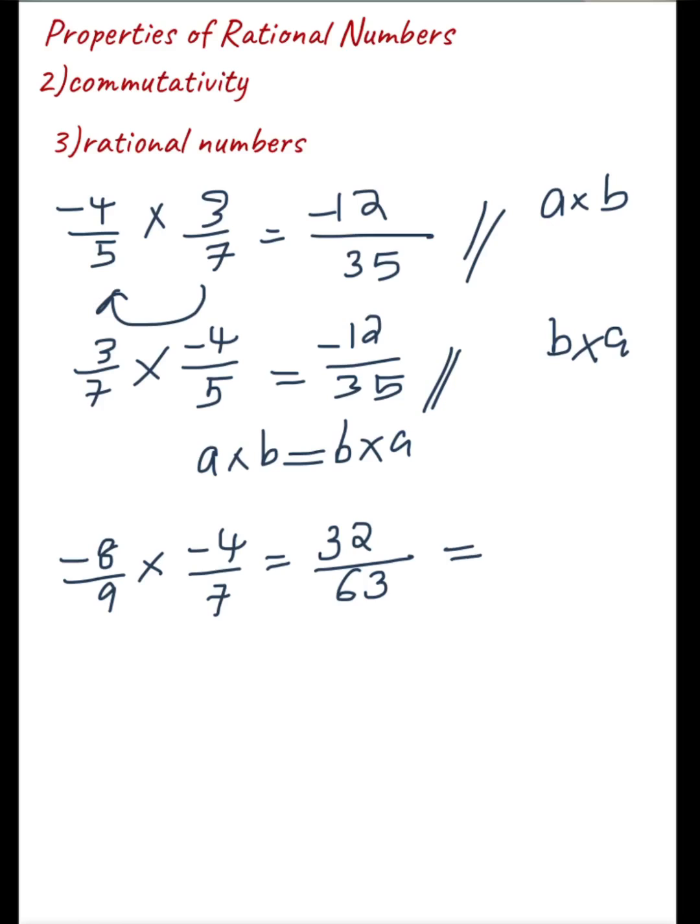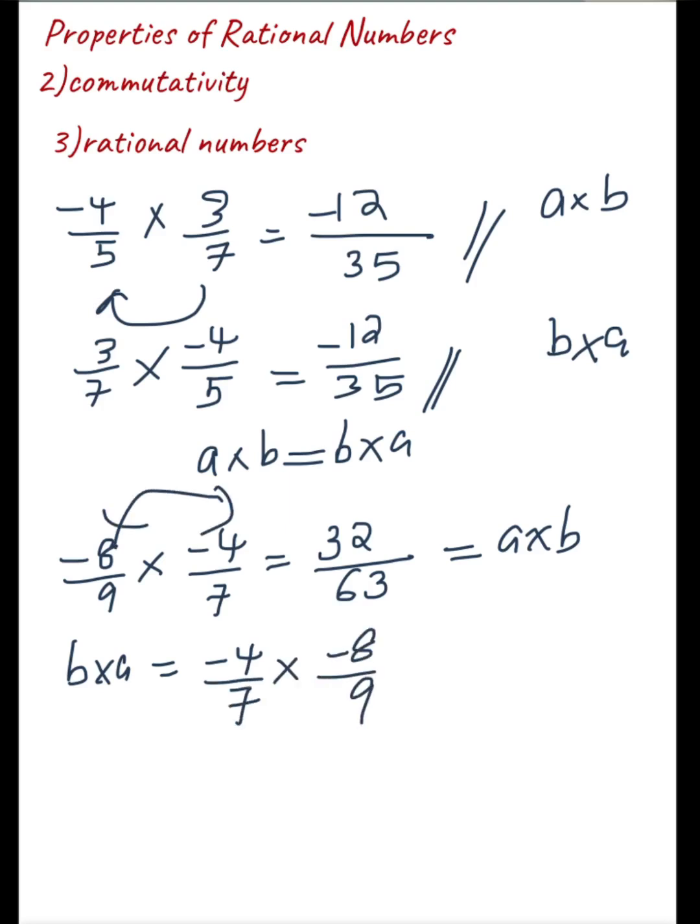Now this is equal to A into B. Now what is B into A? That is equal to minus 4 by 7 into minus 8 by 9. Just reversing this. So what is minus 4 into minus 8? It's again 32. What is 7 into 9? 63. So here 32 by 63. Here also 32 by 63. That means what? A into B is equal to B into A.